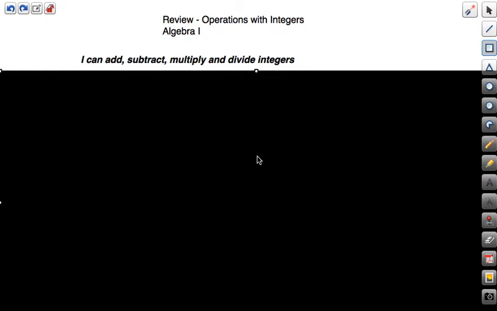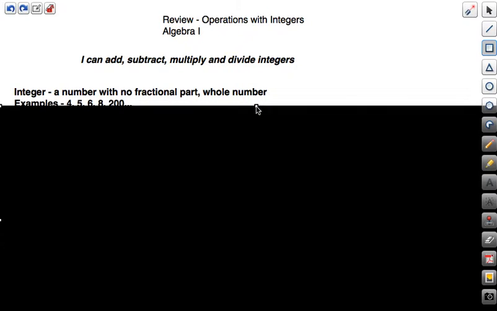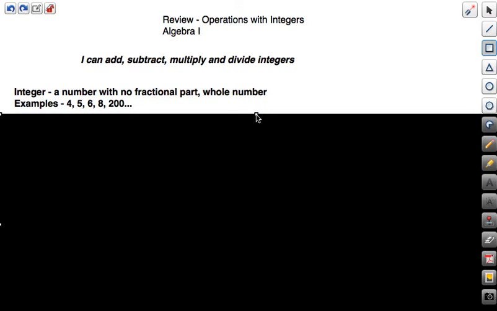Today we're going to review operations with integers. So the goal today is for you to be able to add, subtract, multiply, and divide integers. Let's just review what an integer is before we get started here.